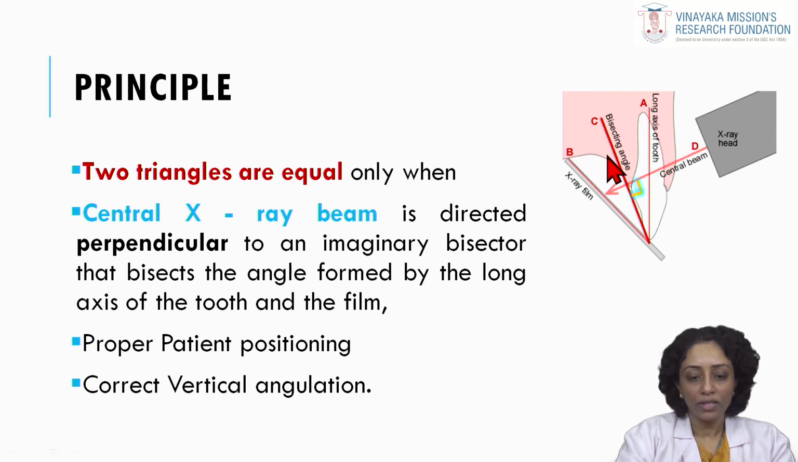So the central ray always has to be directed onto the imaginary bisector which divides the two triangles. So that should be perpendicular in case of the bisecting angle technique. This covers the principle of Cieszynski's rule of isometry. Thereby we achieve these equal angle triangles imaginarily by keeping the patient positioning exactly as indicated, and by giving the correct vertical angulation we achieve this Cieszynski's rule of isometry. Thereby we can reproduce the 3D image into a 2D image to the exact same size.